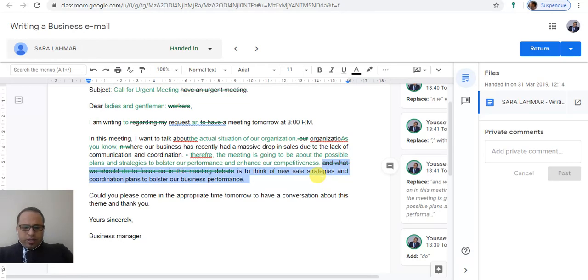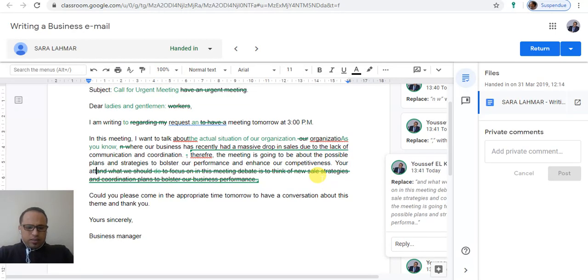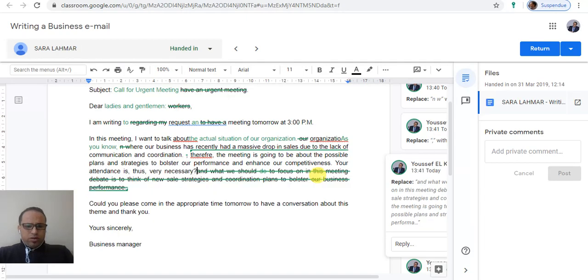And then you can say here, your attendance is thus very necessary, because you're calling for a meeting, so everybody's attendance is important. Now, in this paragraph, we explained the idea that we included in the subject line. We explained it logically and with more details. We amplified it.